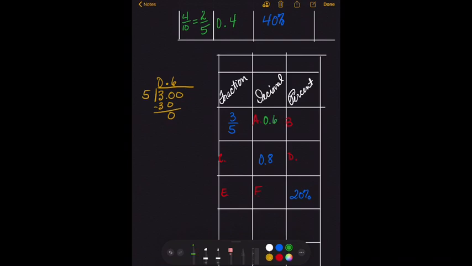It's 0.6. All right, now we change it to a percent, and we do that by multiplying our decimal by 100, and so we get 60%. How about 0.8?